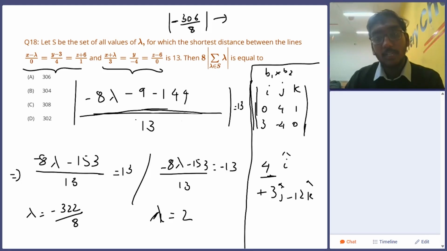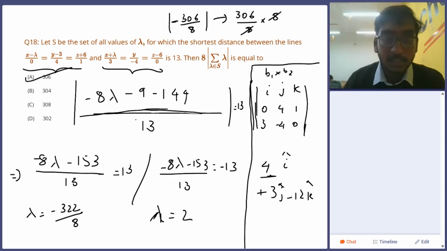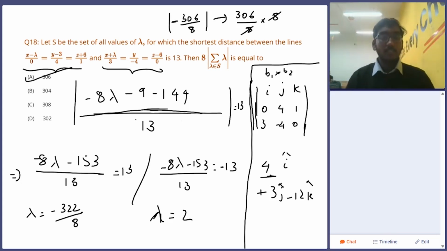And if you take the modulus sign, it will be what? 306 upon 8, okay? And when you multiply it with 8, what you will get? We'll get it as 306, right? That will be the answer, okay? 306 will be the answer.